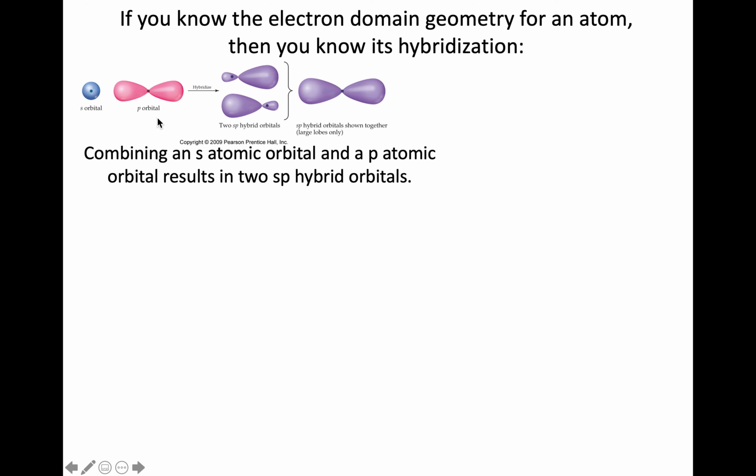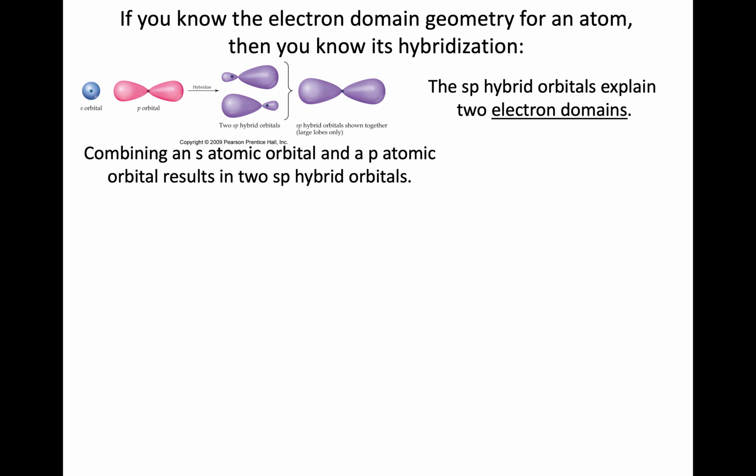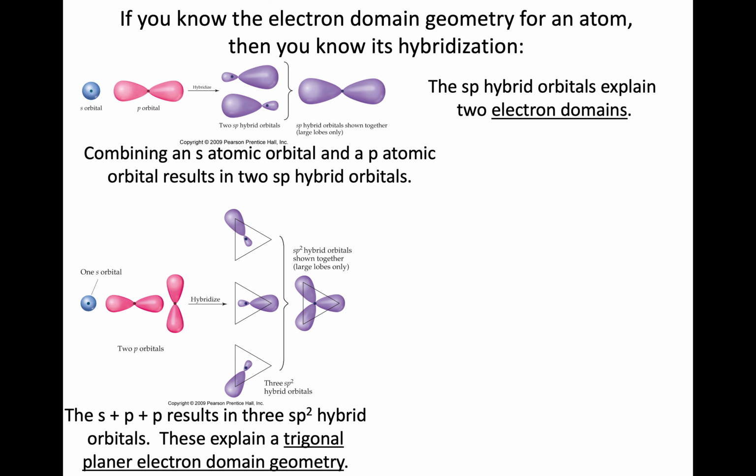So within this case right here, if we need to explain a linear arrangement for the electron domain geometry, combining an s orbital with a p orbital to make 2 sp hybrid orbitals, that's what I show here, will account for the overall atomic orbitals that I need. So I'm making each of these, and one of them's pointed to the right and one of them's pointed to the left. The 2 sp hybrid orbitals are being used to explain 2 electron domains.